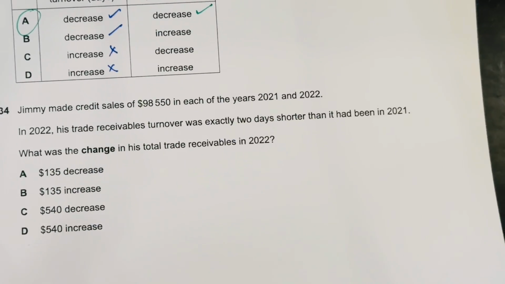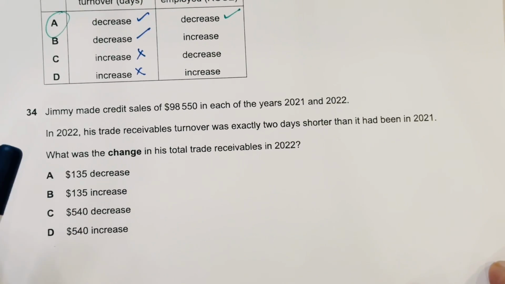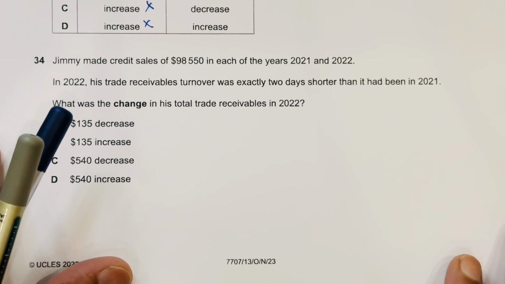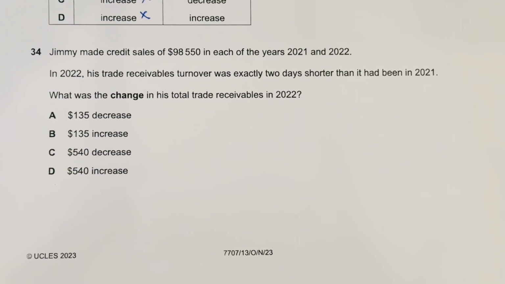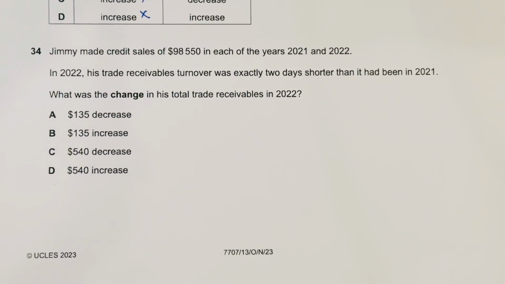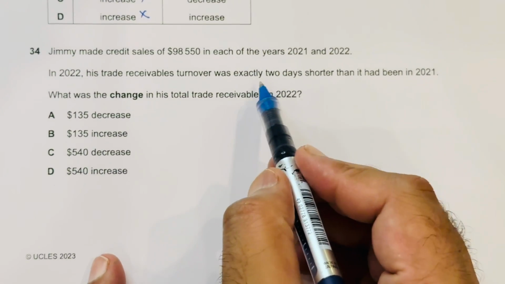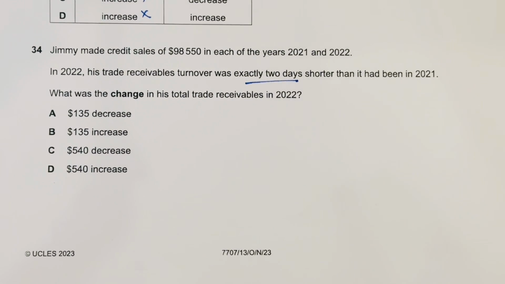Now we will move to another challenging question, number 34. Jimmy made credit sales of 98,550 in each of the years 2021 and 2022. In 2022, his trade receivable turnover was exactly 2 days shorter than it had been in 2021. What was the change in the trade receivable in 2022? We know that both years have the same amount, but in 2022 he receives the value 2 days earlier.